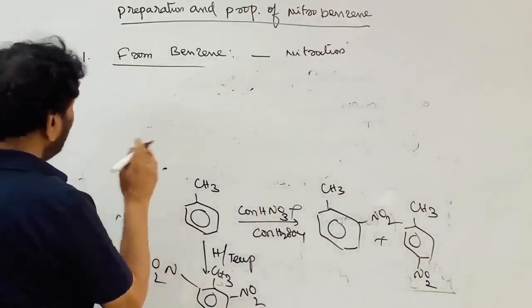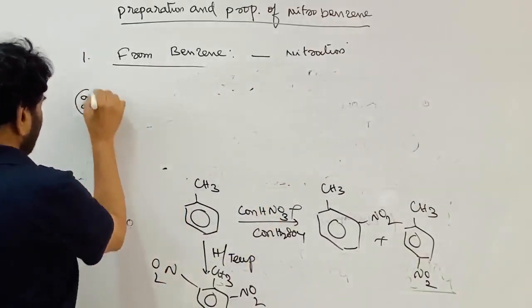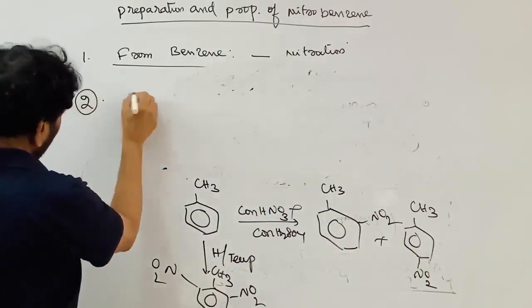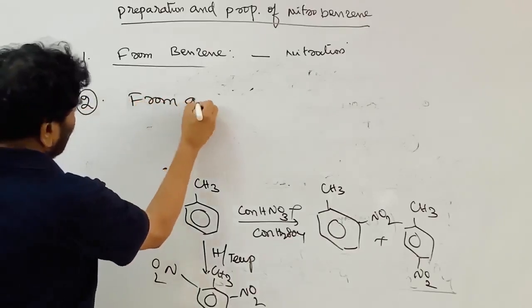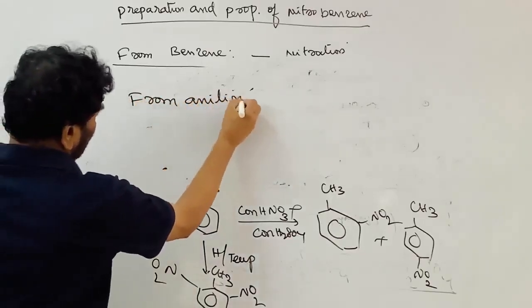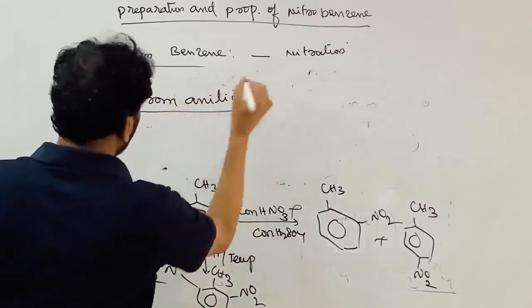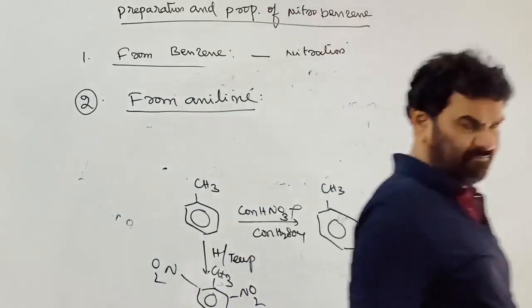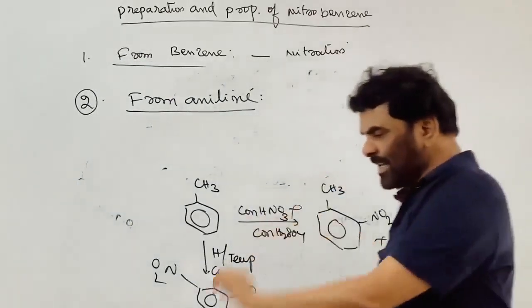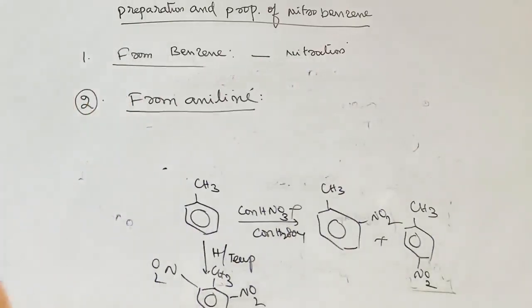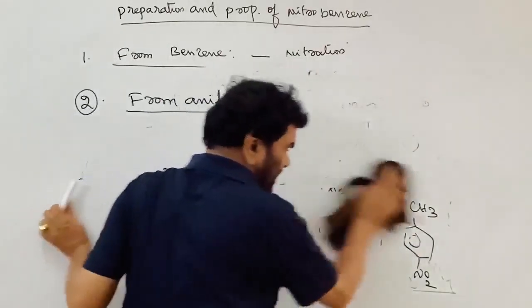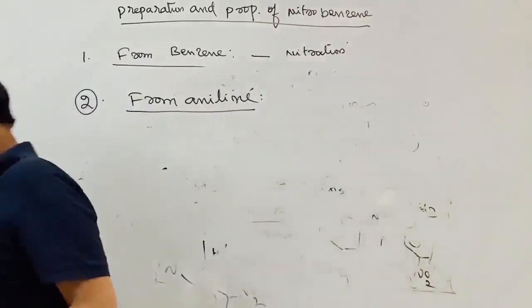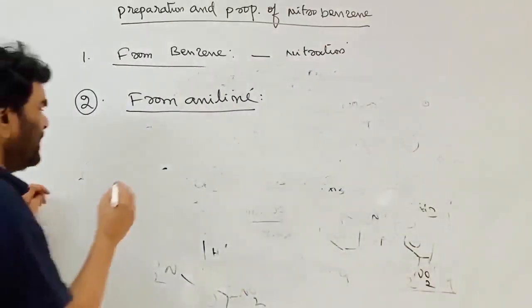This is from benzene. The second one is from aniline. Preparation of nitrobenzene from aniline. See, nitrobenzene can be easily converted into aniline, so aniline can also be reverted to nitrobenzene. See, here is oxidation of aniline.